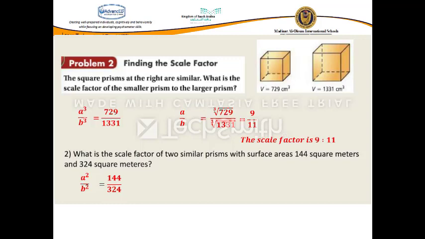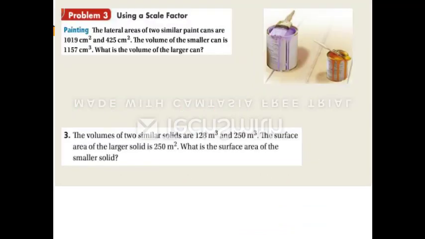To find the scale factor, we need to find the square root of 144 and the square root of 324. Then a over b equals 12 over 18. After simplifying, we will get 2 over 3. Then the scale factor of these two prisms is 2 to 3.